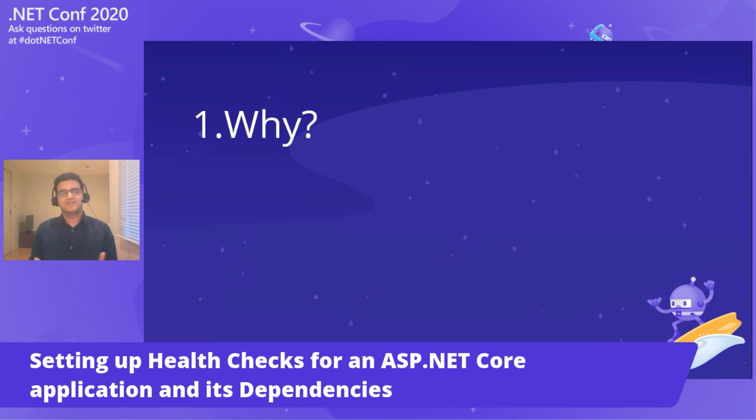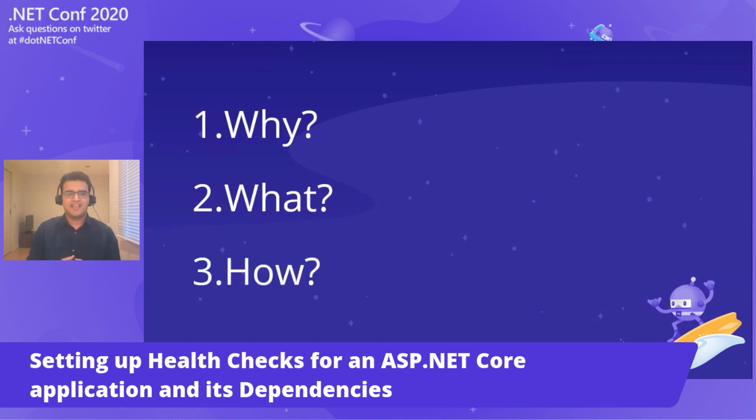Number 1, we'll take a look at why should you consider adding health checks to your application. Number 2, we'll take a look at what are the common questions we should be asking ourselves before we jump into the implementation. And number 3, we'll take a look at how we might go about adding health checks to our ASP.NET Core application. We'll also quickly take a look at setting up availability tests and also configuring a status page. We'll wrap this session up with a big picture diagram and see how everything fits together.